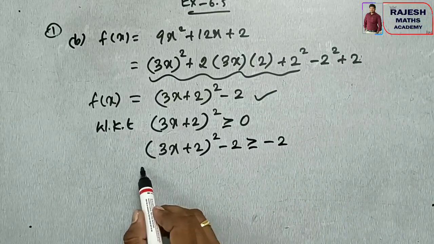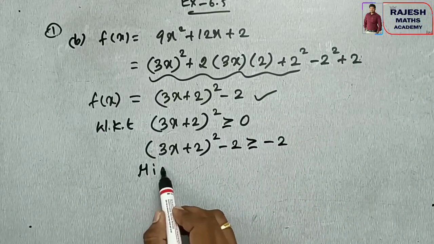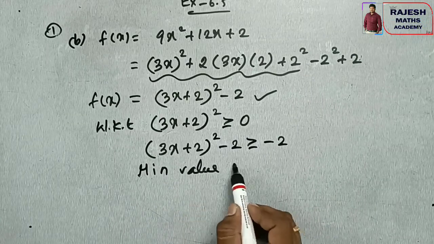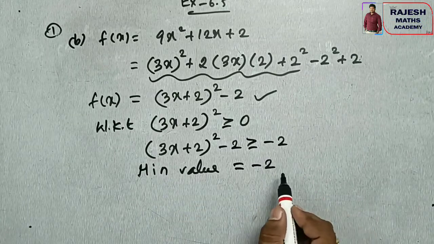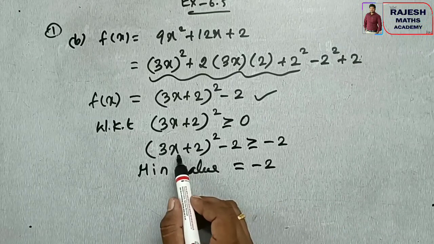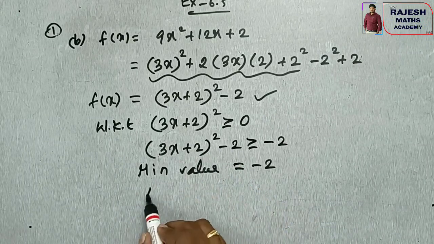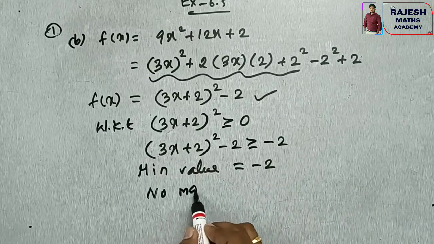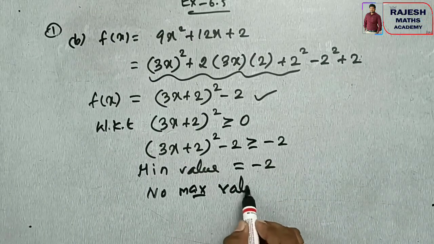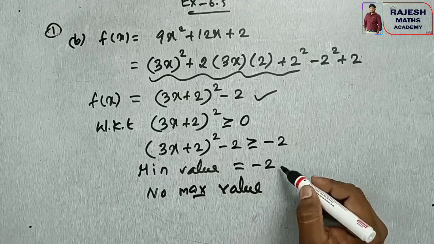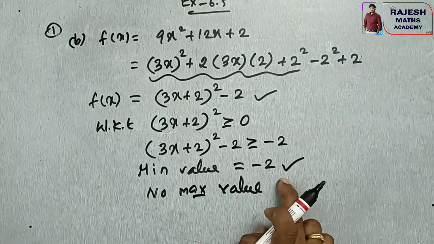Now what is the minimum value here? Minimum value equal to minus 2. What about the maximum value? As much as possible value of x, I can get the largest value here. So we can conclude that there is no maximum value. This f of x has only a minimum value, and that minimum value equal to minus 2.